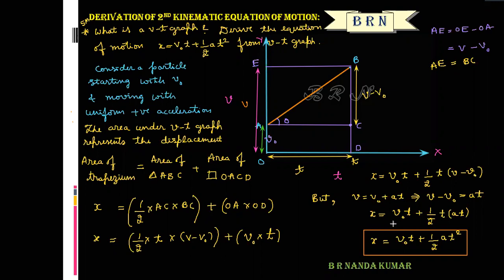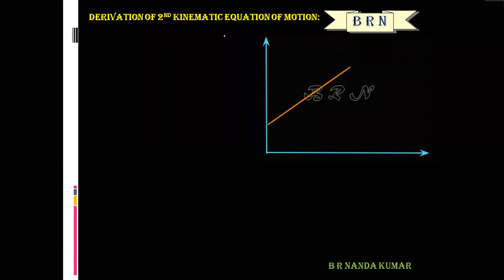Okay, so this is the mathematical expression for second kinematic equation. X is equal to V naught T plus half A T square. The first kinematic equation is V is equal to V naught plus AT. The second kinematic equation is X is equal to V naught T plus half A T square. Okay, thank you.